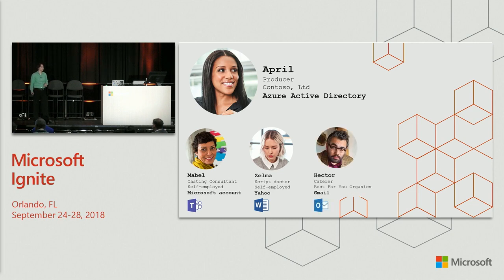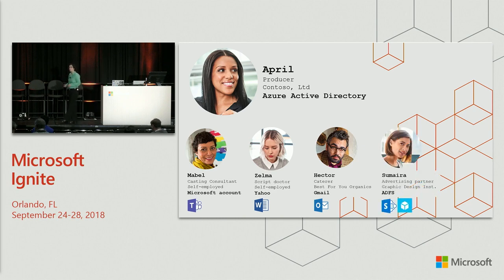And then Hector is their caterer. He uses a Gmail account because he's got his own small business, but it's not quite big enough to require any IT, so they just use social accounts. And April's going to collaborate with him using an Office 365 group and through the Outlook web client. She's going to collaborate with Sumaira, who's her marketing director, or her advertising partner.